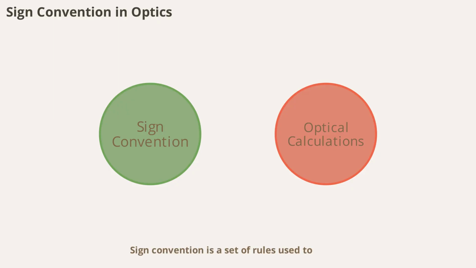Sign convention is a set of rules used to assign positive and negative values to distances in optical calculations. This helps avoid confusion and ensures consistency when applying formulas for mirrors and lenses. By following the sign convention, we can accurately predict the nature and position of images formed by optical systems.